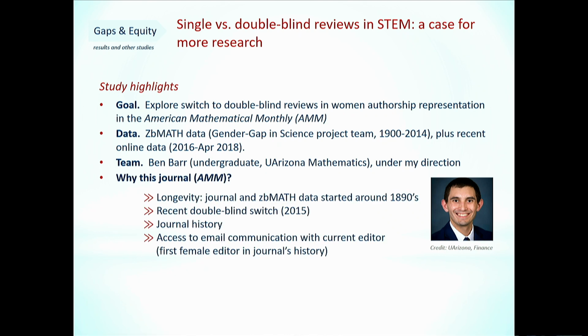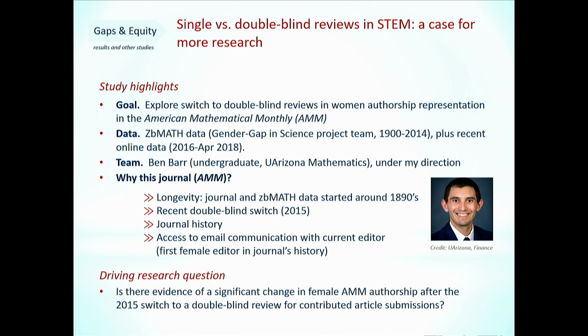Why this journal? I already did say a little bit about that. The longevity was part of it, and CV math data was available. It had a recent double-blind switch, we understand, in 2015, and this is something unusual for just about every journal in math. The history of the journal was quite interesting, and there's some material available online, but I maintain communications by email with the current editor, who is the first female editor of the journal in all those years. That was also part of the reason that helped drive this research.